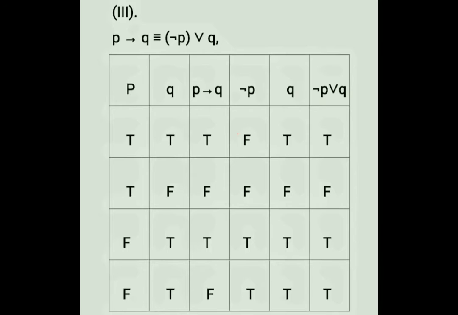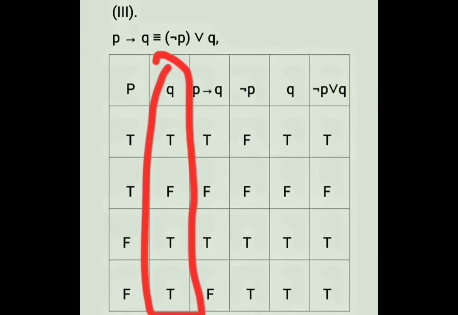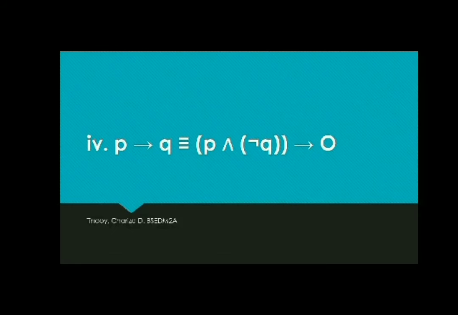So not P is false and Q is true, so not P or Q becomes true. If not P is false and Q is false, so not P or Q becomes false. If not P is true and Q is true, so not P or Q becomes true. If not P is true and Q is false, so not P or Q becomes true. The third column and sixth column are the same. It means they are equivalent: P implies Q is equivalent to not P or Q.